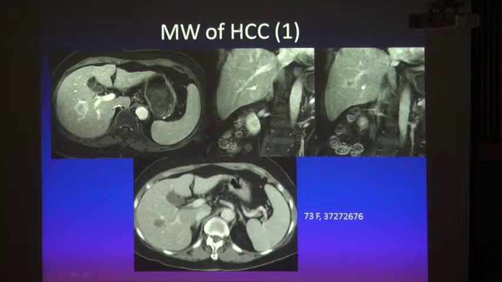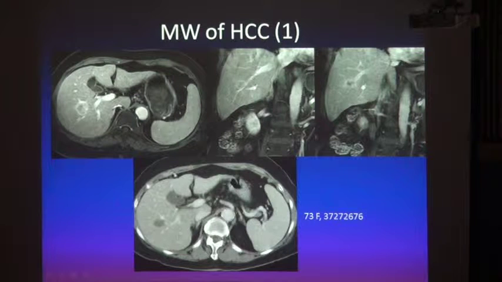So this is using the microwave for the HCC patient. We can see this tumor nodule is just between the right portal vein and the right hepatic vein. And from the coronal view, we can see almost 1/3 of the liver tumor is abutting the right hepatic vein. So usually if we are using IFA alone, sometimes maybe there is a heat-sink effect.